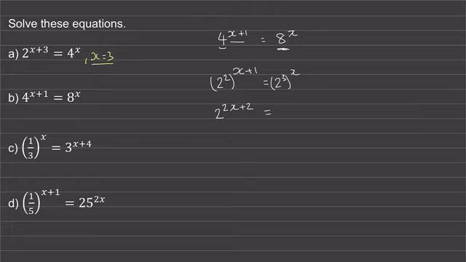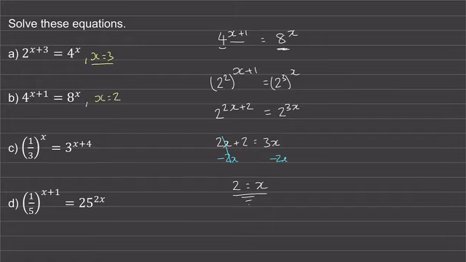And this is equal to the 3 multiplied by the x. So 2 to the power of 3x. So now we can make the powers equal because the bases are the same. So 2x plus 2 is equal to 3x. We can solve this equation by taking 2x from both sides. These will cancel. So we're left with 2 is equal to x. And this is our solution. Okay, so moving on to question C.